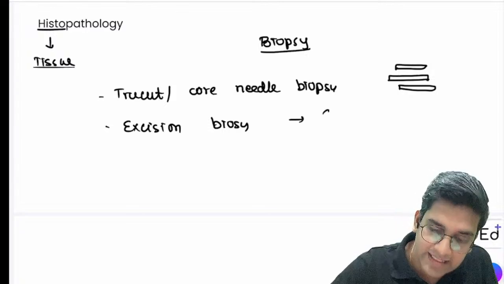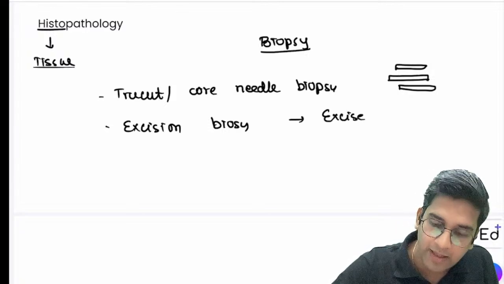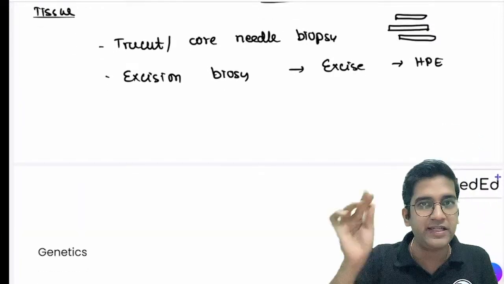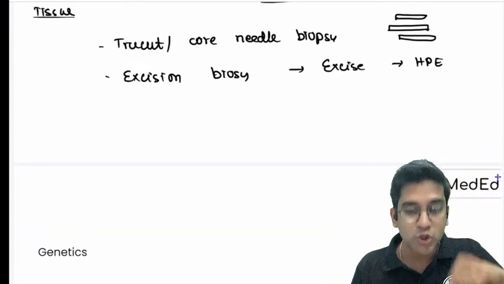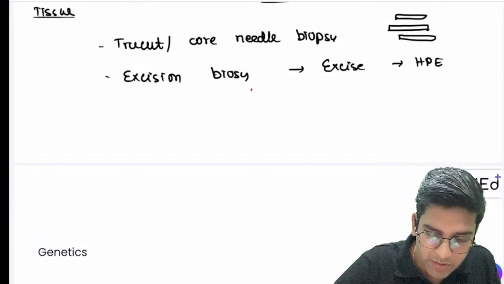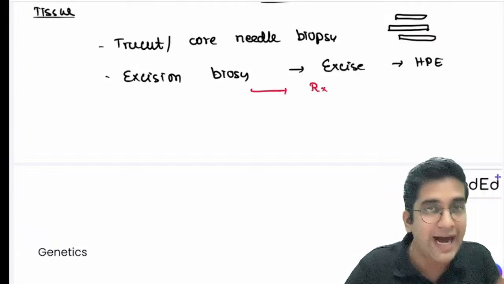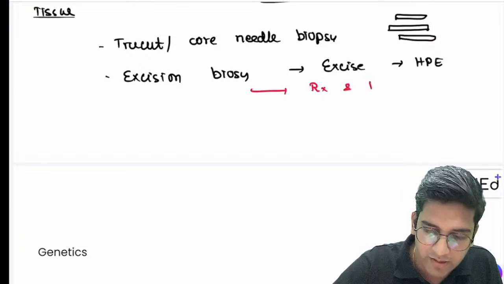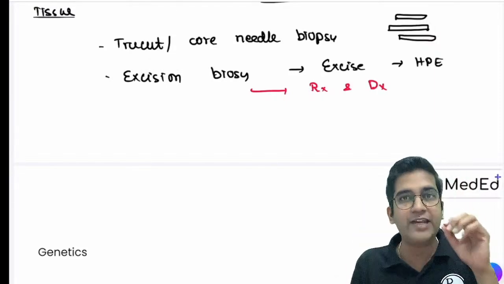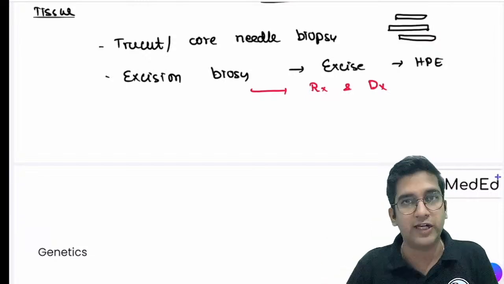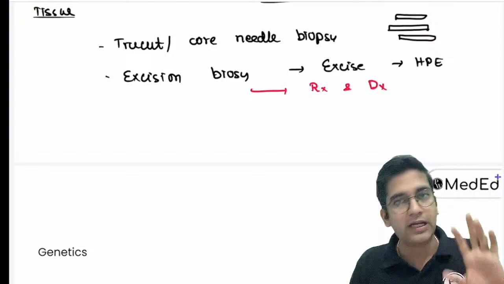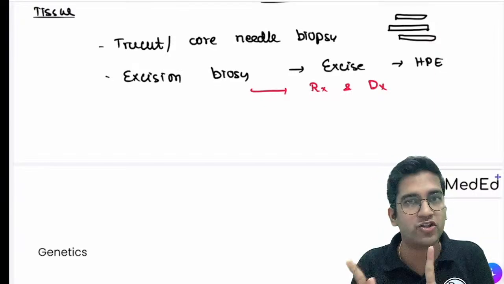I excise the tissue and then send it for histopathological examination. HPE stands for histopathological examination. So here, excision biopsy is both treatment and diagnosis: RX is for treatment and DX is for diagnosis. True cut biopsies are only for diagnosis initially, and treatment will follow that. With excision, I excise a tissue, which is the treatment for lipoma and also the diagnosis. That's called an excision biopsy.